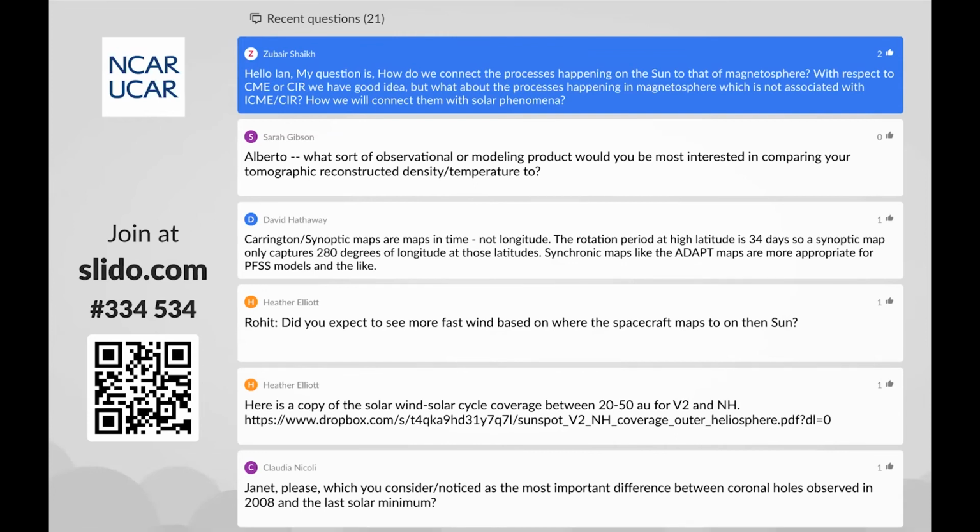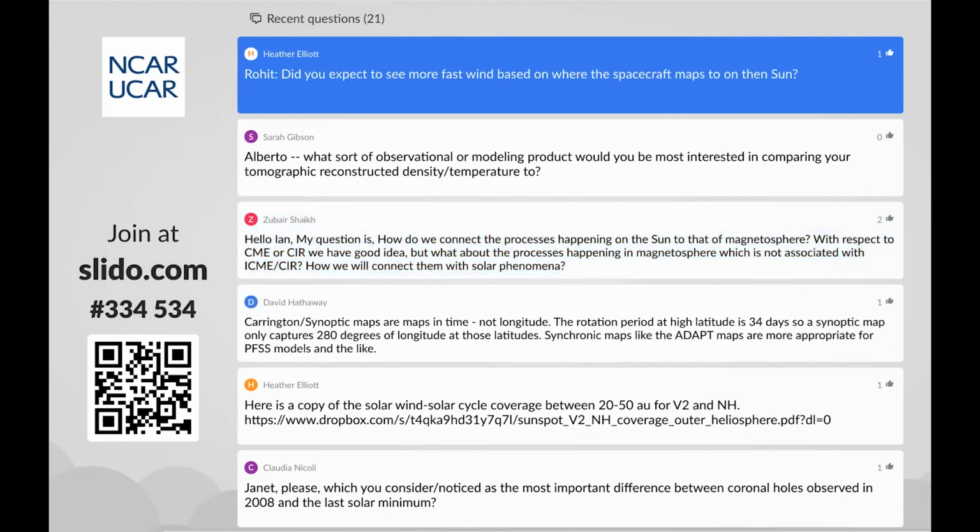You mentioned that you didn't observe a lot of fast wind, but I was wondering if you had expected to see more fast wind based on where the spacecraft mapped on the sun. Is it that you just weren't in the right place at the right time, or is it that maybe the solar wind hadn't sped up much at that point?